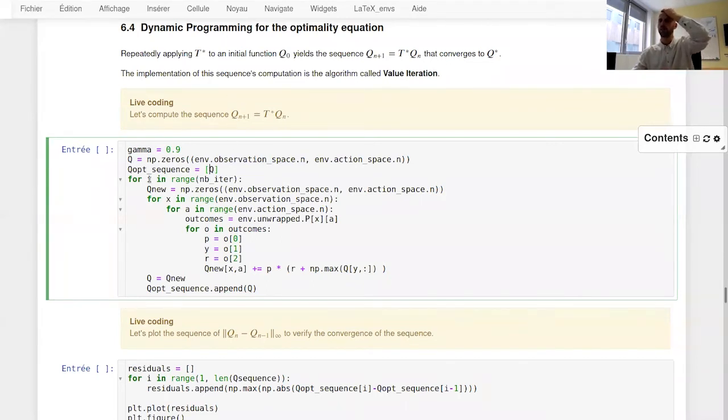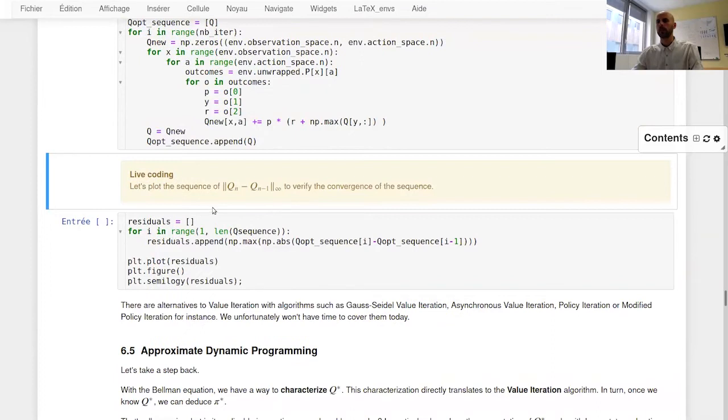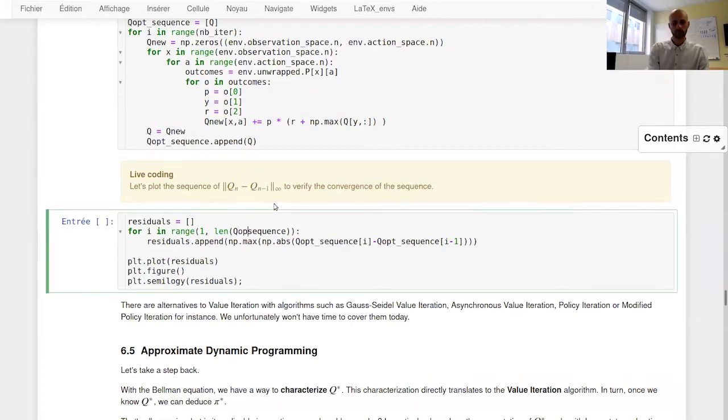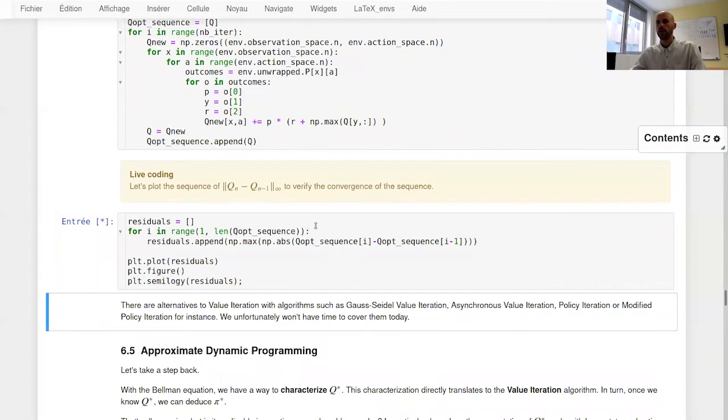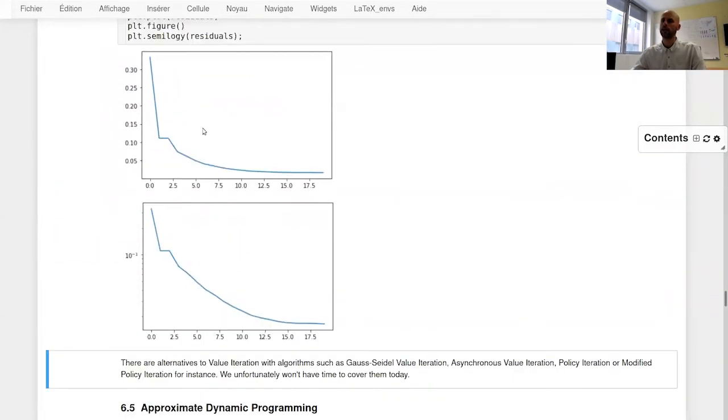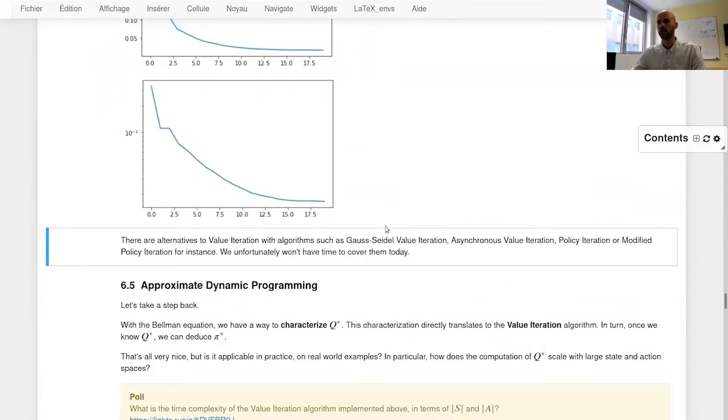And exactly as before, I will iterate. Again, I will have 20 iterations. And Q new will be a vector of zeros. And in Q new, I will accumulate, for x, a, P times R plus the max of Q over all possible actions, instead of what I had before, which was without the max, Q of y, pi of y. And I will iterate. So I can run this code. As before, I will plot the sequence of residuals. This is exactly the same code here. And exactly as before, I can see a decrease, and this is actually a bit surprising, but no big deal.